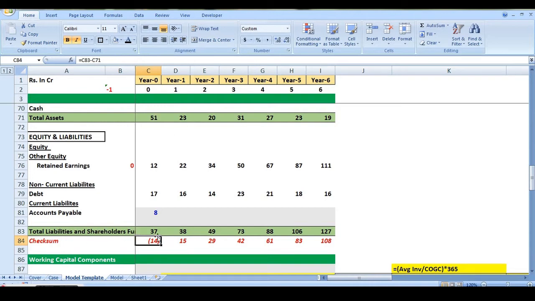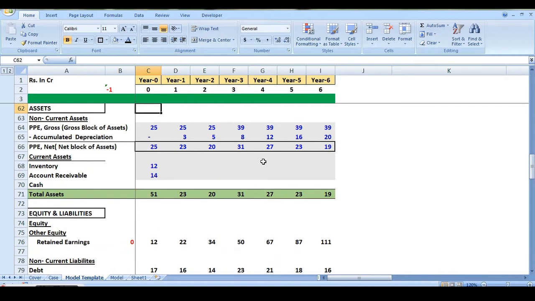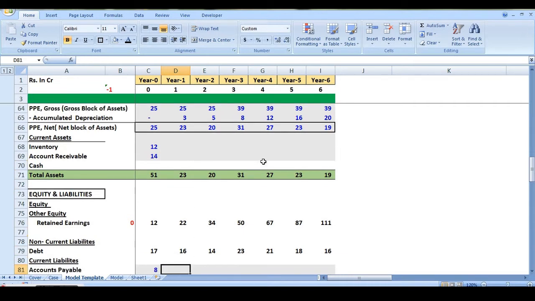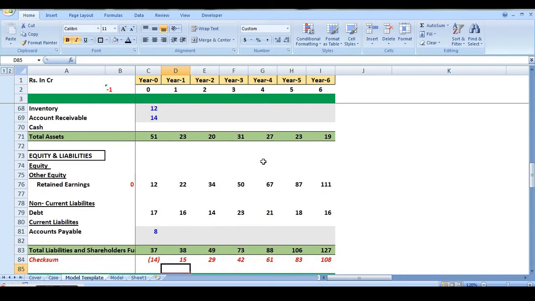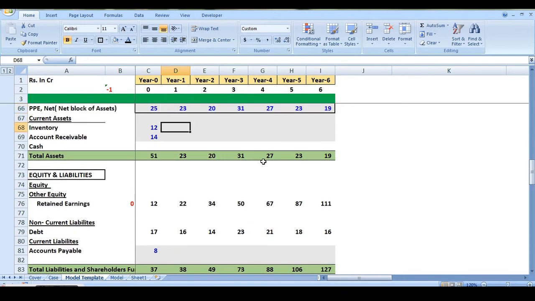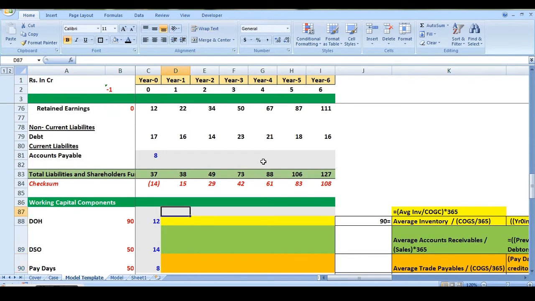As of now, we are getting a certain checksum, the reason being we have not filled in all the values in our balance sheet. We are yet to calculate the values of inventory, accounts receivable, cash and accounts payable for the first 6 years. That's why it's obvious there will be differences between the totals of assets and liabilities. Moving ahead, we need to calculate these values, and all the values pending are related to working capital. So we will create a working capital component, or working capital schedule.